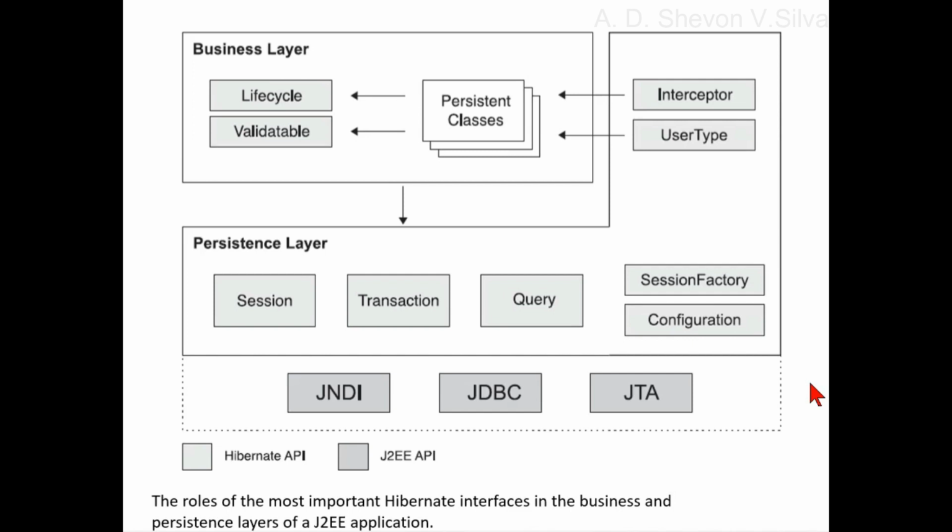Also, Hibernate makes use of Java APIs such as JDBC, J2EE, Java Transaction API, and JNDI, Java Naming and Directory Interface. We will give you a brief review of some of the mentioned interfaces.